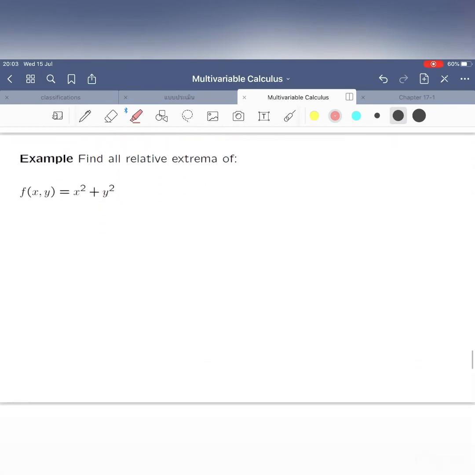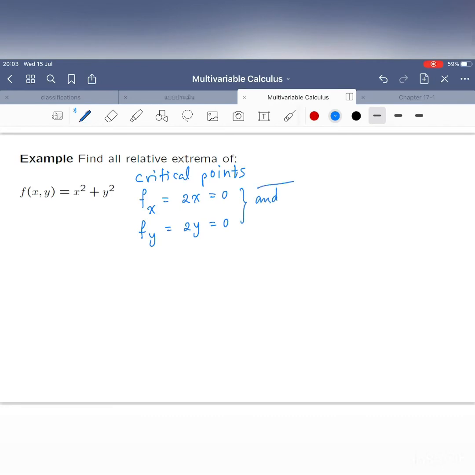So for example, let's look at this one. If you need to find the relative extremum, okay, let us use the strategy that we just have. So first, what you need to find is again a critical point, okay. So by finding f sub x, which is 2x, and make it equal to 0, f sub y, which is 2y, and make it equal to 0, and don't forget that this one is connected by 'and'. So the first one means that your x is 0 and your y is 0, so the point that you're looking for is (0, 0), okay.